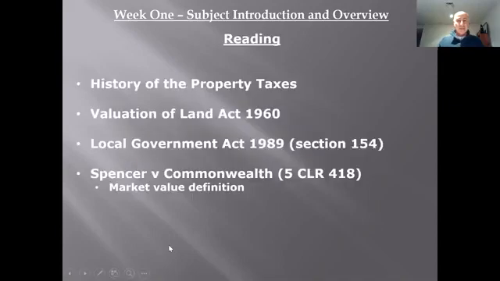Okay. So the other bits that I want you to read up on this week is the Valuation of Land Act. Well, I've already mentioned the Valuation of Land Act. Have a closer look at the history and property taxes, but also Section 154 of the Local Government Act, which we'll be looking at in detail next week, which covers the types of property that are rateable and types of property that are not rateable in the state of Victoria. So again, if you get a good handle on that, you'll be able to advise certain clients when they ask you for that information. And more importantly, make sure you have a look at Spencer versus Commonwealth. It's a very old court case, and that's where the market value definition came from. So make sure you cover that.